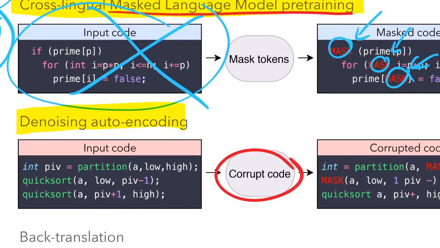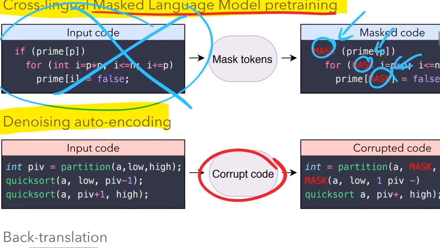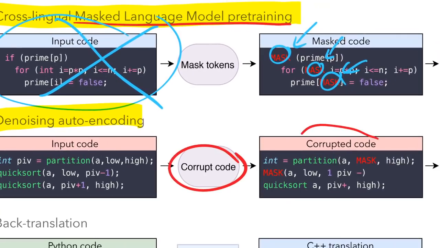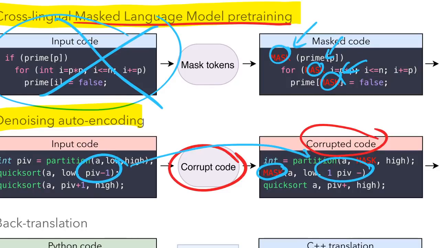You corrupt a piece of code, and you get corrupted code. Now you can see part of this corruption is masking, like you did before, but also part of the corruption is like here, you scramble some of the tokens. It was this over here. You just jumble some of them around a bit. And then you also drop a token. As you can see, the one is dropped.